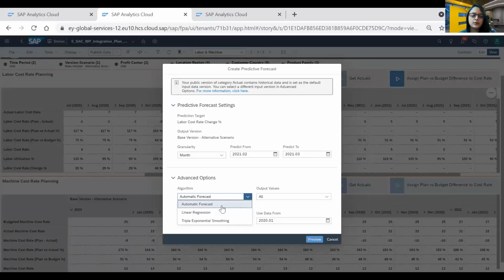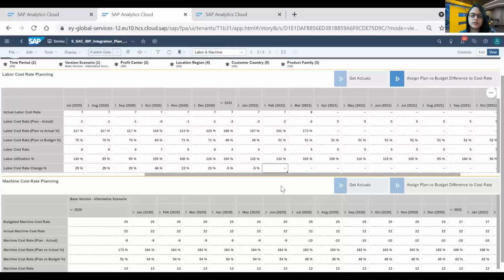It could be an automatic forecast, which would be a best fit model automatically taken up by the backend ML algorithm of SAC. Otherwise, we have a linear regression or triple exponential smoothing option. So suppose we take this one and we choose to consider the historic data starting from January 2020. Now we can click on preview to see how the numbers would generate.